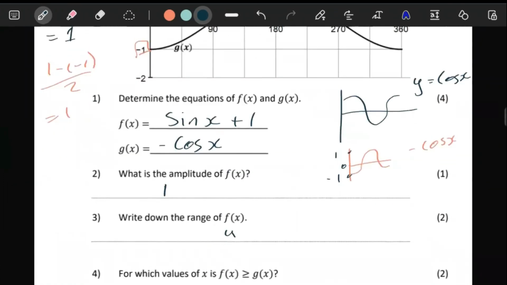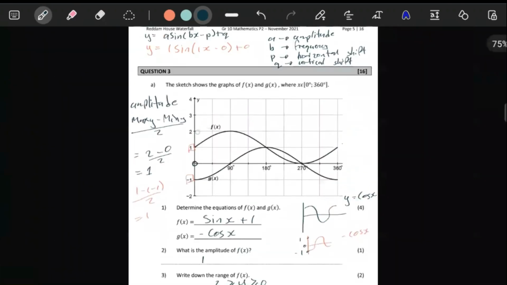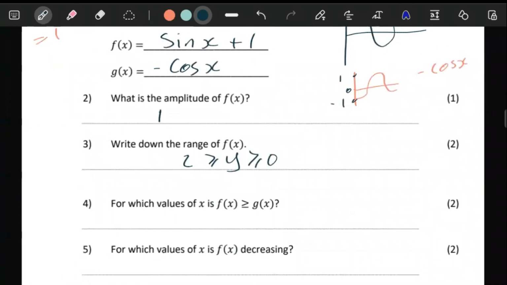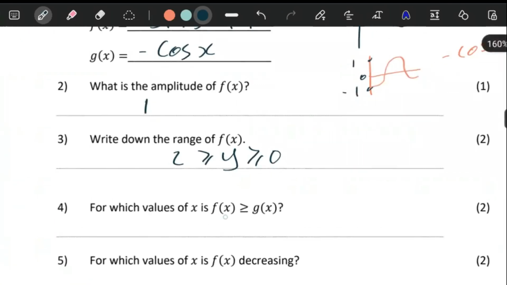So for the range, you have to say your y values have to be smaller or equal to 2, and they have to be bigger or equal to 0. Because your graph goes all the way to 2, it goes all the way down to 0. And it touches the 2, and it touches the 0. So we have to say y is bigger or equal to 0 and smaller or equal to the positive 2.